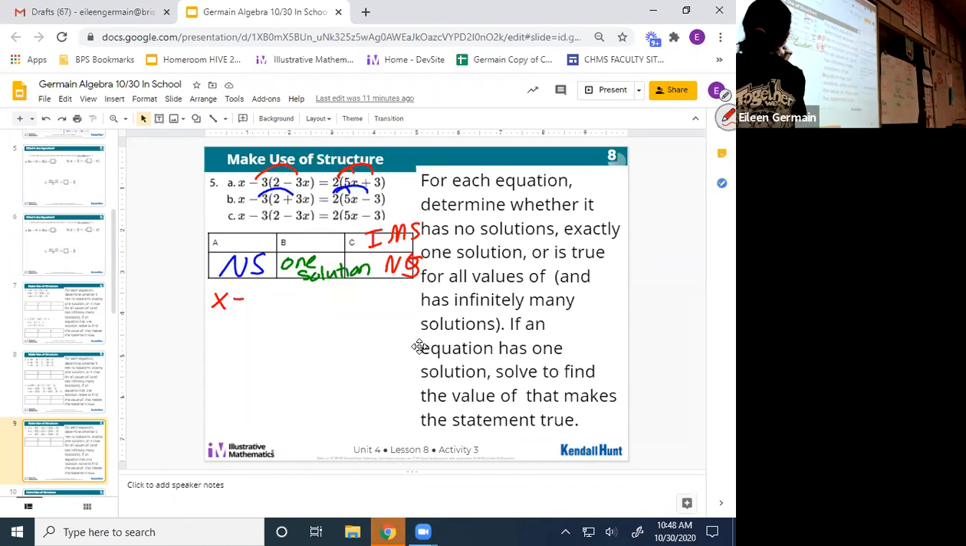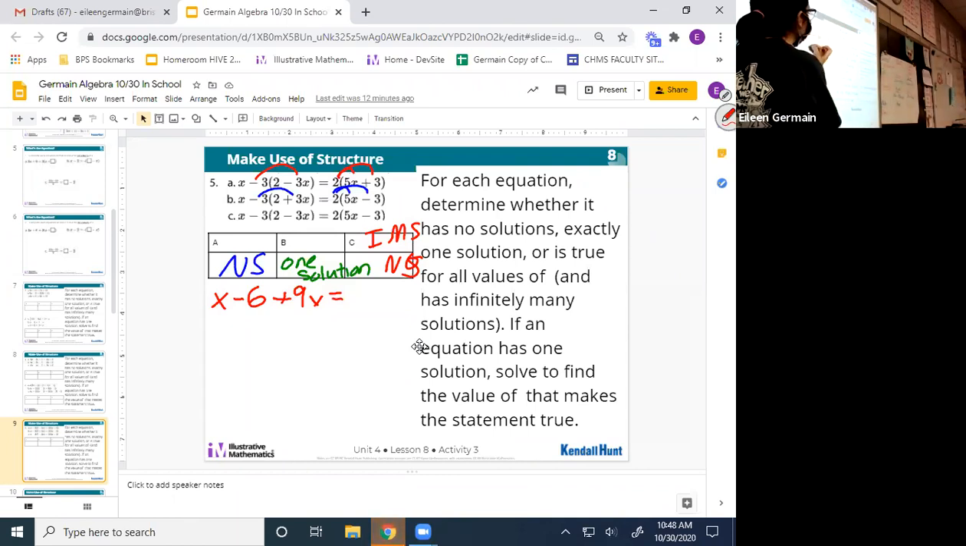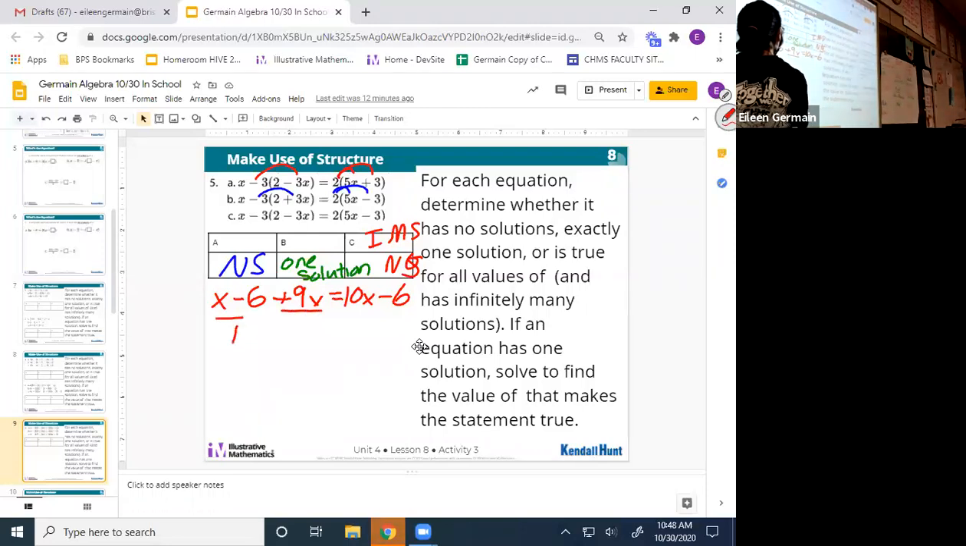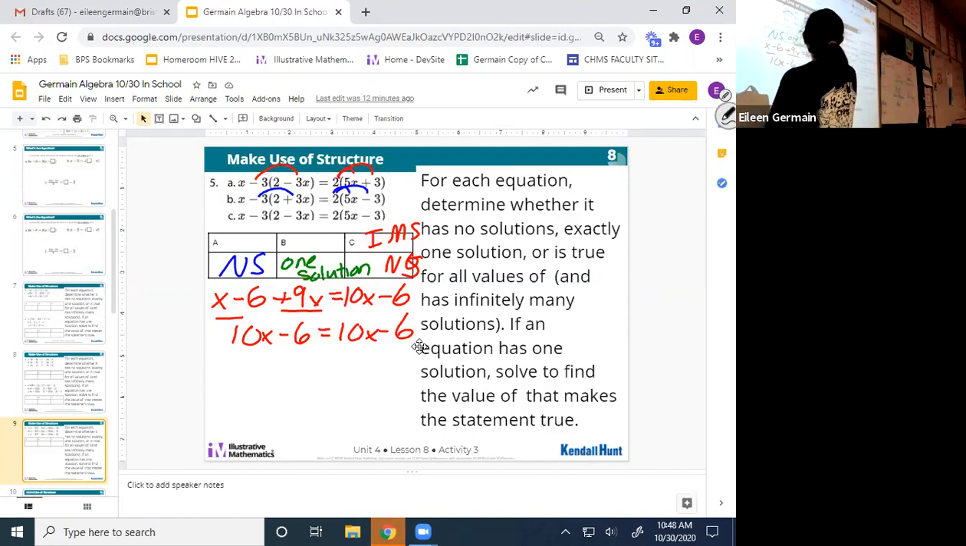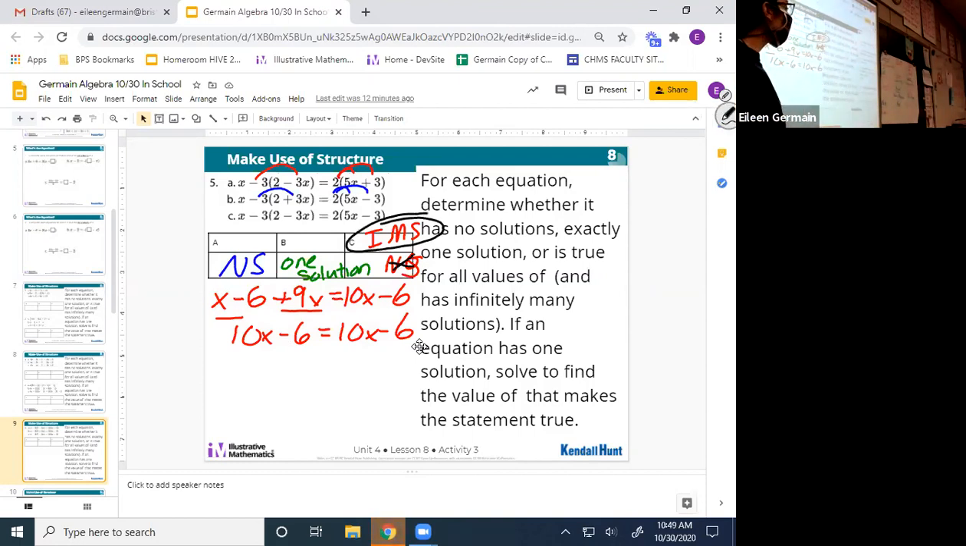So we would do x minus 6 plus 9x is equal to, what's on the other side? What did it distribute to? Very good. And we would combine our like terms to a 10x minus 6 is equal to 10x minus 6. So what would it be? Infinitely many solutions. Very good. Do you see where you went wrong there, Ian?